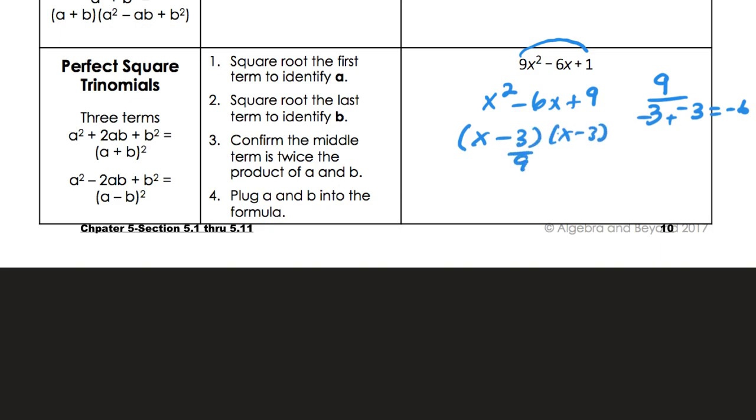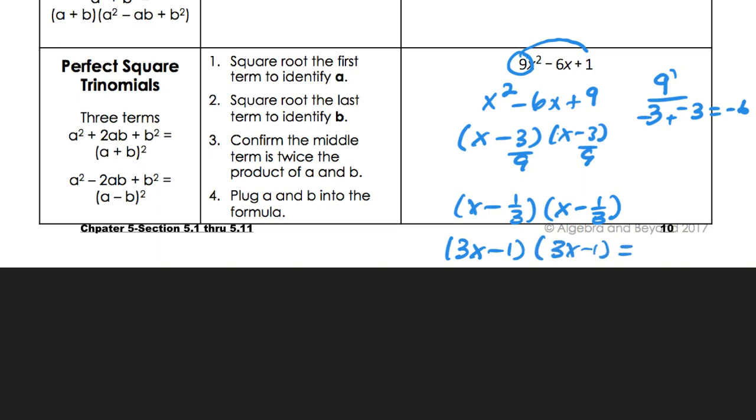Well, you have to divide by 9 since you took out the 9. So you have x minus 1/3, x minus 1/3. And since it's in the denominator, it's 3x minus 1 times 3x minus 1. So this will be 3x minus 1 to the second power.